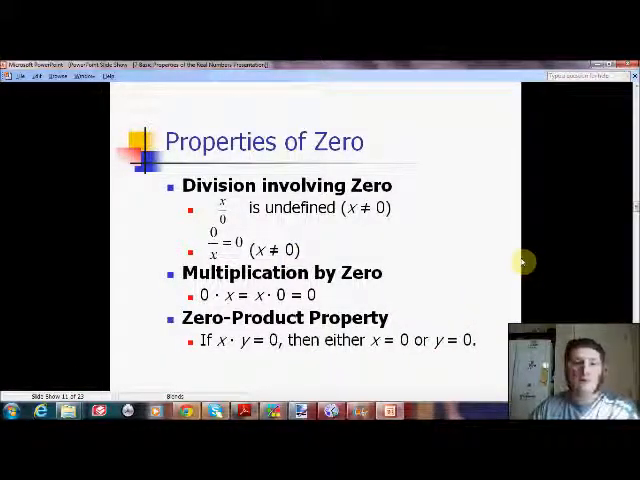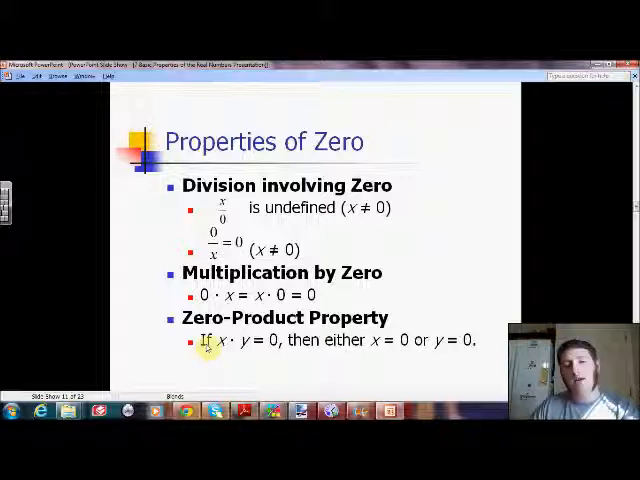Alright. 0 divided by a non-zero number is 0. Multiplication by 0. If you multiply a number by 0, the answer is 0. And we're going to call that the multiplication by 0 property. And then the 0 product property is the idea that if you have a product equal to 0, then you had to start with the 0. Either x was 0 or y was 0 or both. And we looked at that again in that special numbers lesson.